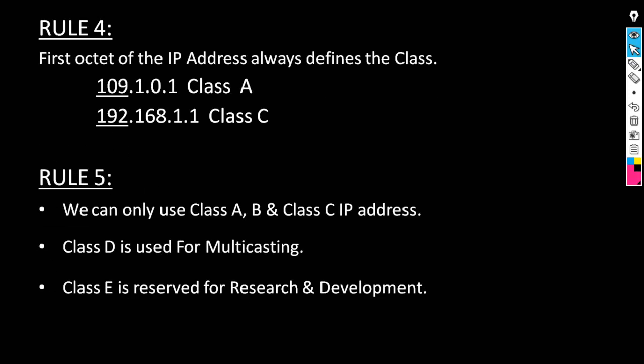Now we'll come to rule number 4, which states that the first octet of the IP address always defines the class. Let's say for an example, I have taken this IP address 109.1.0.1 and its first octet is 109, and 109 is from class A. So the first octet of the IP address always defines the class. That is, the first octet is from class A.